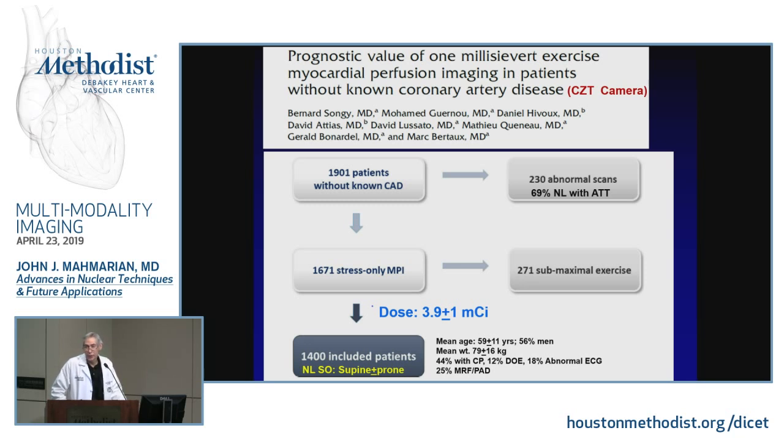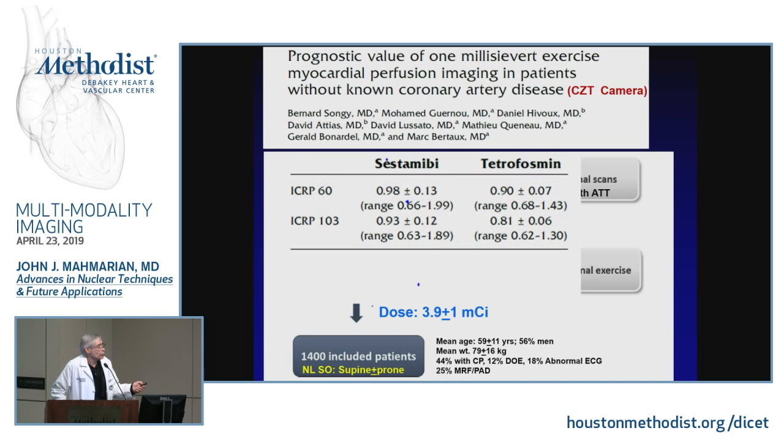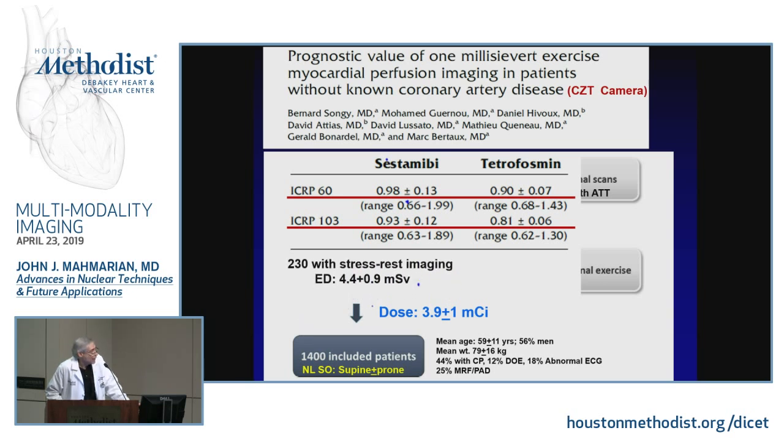Pretty impressive. And if you look at using two different ways of calculating millisieverts, using the ICRP 60 or the ICRP 103, you can see that irrespective of whether you use technetium sestamibi or technetium tetrofosmin, in this study they achieved less than 1 millisievert as a mean dose. So again, a relatively lightweight population, I mean 79 plus or minus 16 kilos, so not too unreasonable. And this is compared to stress rest where, instead of 1 millisievert, it was 4.4 millisieverts.